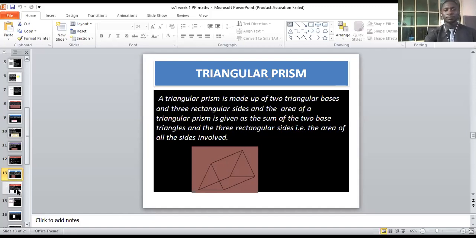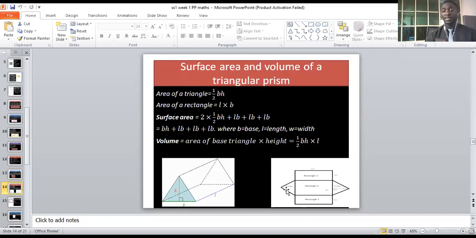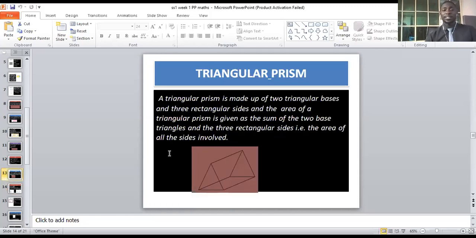Splitting it, if you break it down, this is what you have. You can see if you add this all together, you have a prism. So breaking it down, you have a triangular base here, a triangular base here, and 3 rectangular sides. Going back to the previous slide, we have a triangular prism made up of 2 triangular bases and 3 rectangular sides. And the area of a triangular prism is given as the sum of all the areas of the sides.